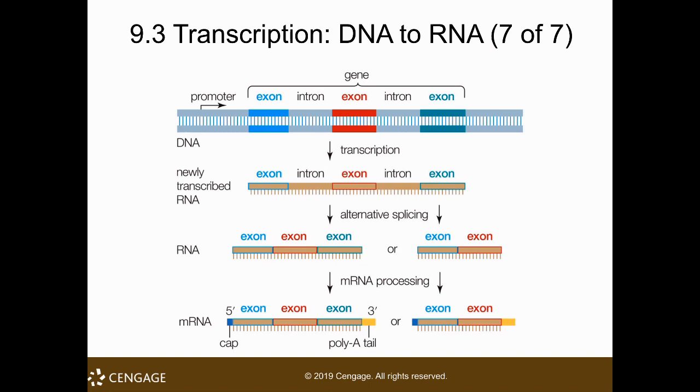So here is your alternative splicing. As you can see, this is your DNA. This is the promoter sequence, and this is your gene. So your gene contains regions called exons and introns. And these are copied in the newly transcribed messenger RNA. And then you have splicing. So you splice it, you remove the introns and retain the exons.